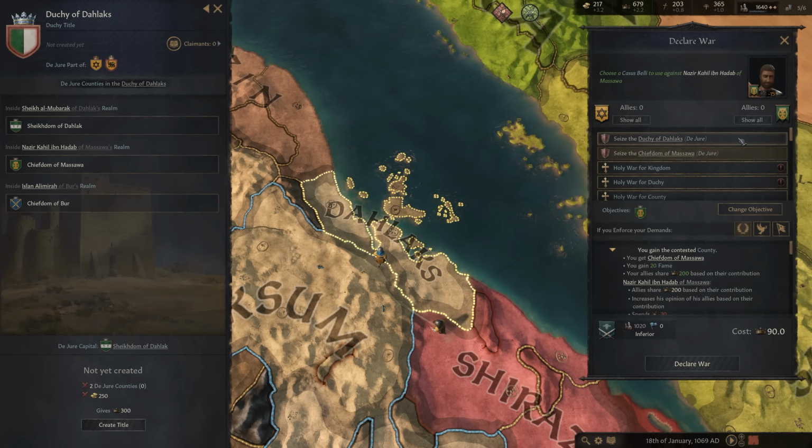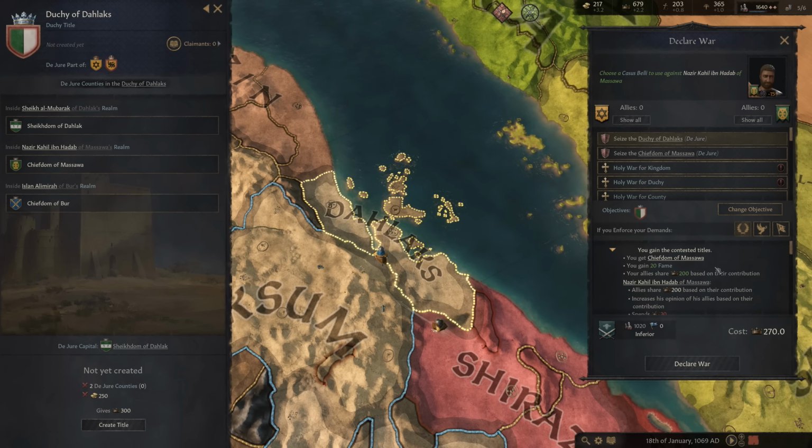Again, here, seize the duchy. You get the chiefdom of Masawa, you gain the contested titles, and no one is going to become the vassal. It is now your property. So that should help you in determining which situation is actually going to net you a domain.